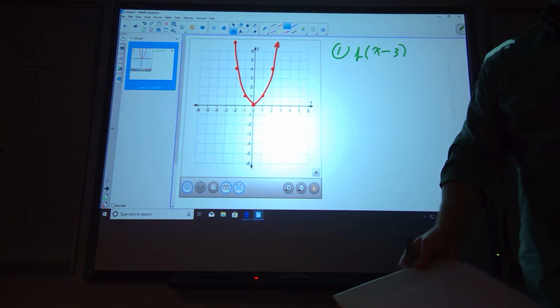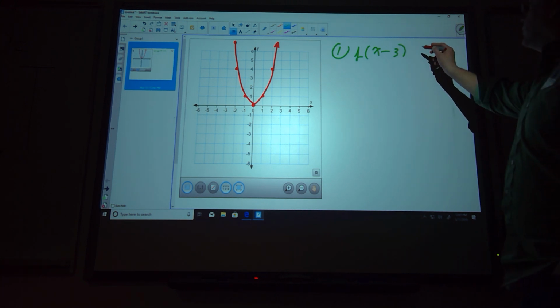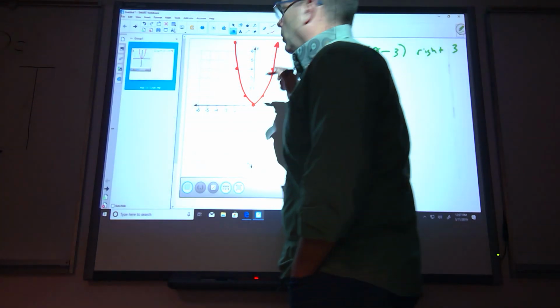happens with that? So it's grouped. So what does it mean? Does it shift right, left, up, or down? Or not shift at all? What do you think? Right, how many? Right 3? Cool. So this one will move all of our dots right 3. Okay, when it's grouped, it's always opposite.